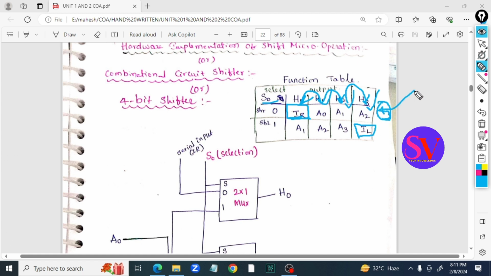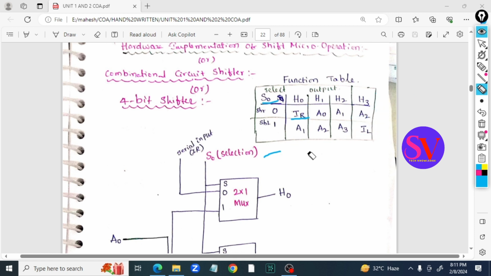A3 will be discarded. If I am talking about left shift operation, the least significant bit's vacant position will be filled with the serial input left, IL. The first bit, we call it A0, right? A0 will be discarded and replaced with A1, A1 will be replaced with A2, and A2 will be replaced with A3. Like this, we will form a function table.